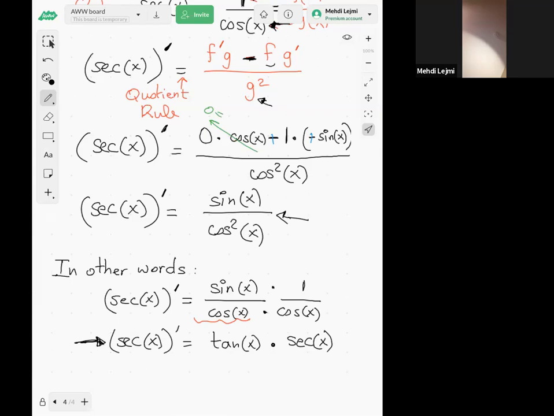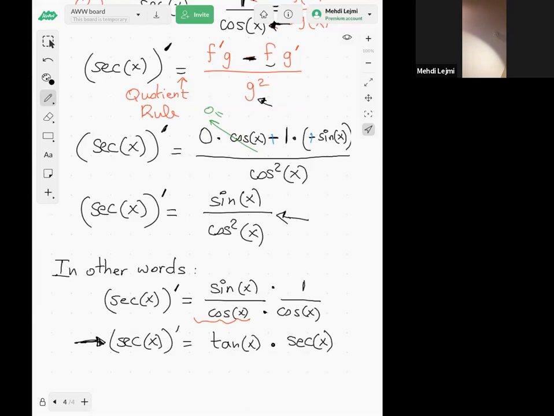Any questions, guys? Okay, so now for cosecant, in the same way, you're going to have minus cosine over sine squared.